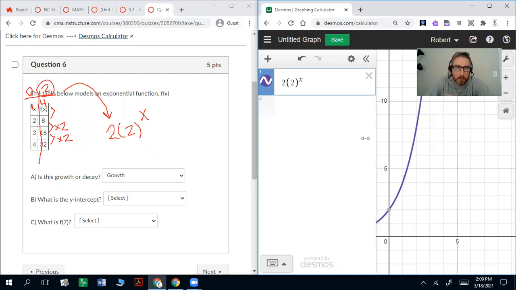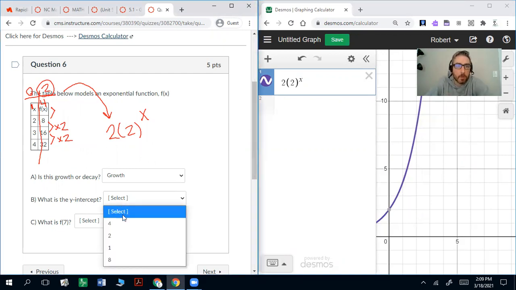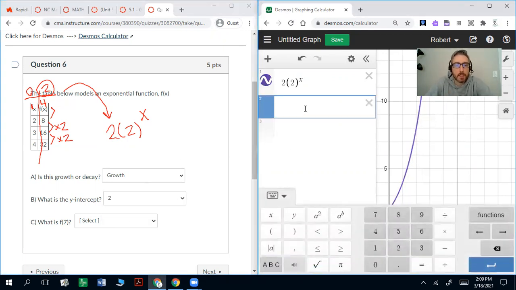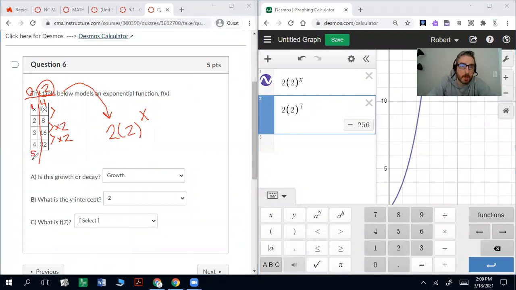2, 8, etc. So now I want to know, so the y-intercept being at 2, what's f of 7? We can plug in 7, 2 parentheses 2, raised to the 7th power. And that's 256, which you could also get just by keeping that streak going. So 5, 6, 7. 32 times 2 is 64, times 2 is 128, times 2 is 256. So 256.